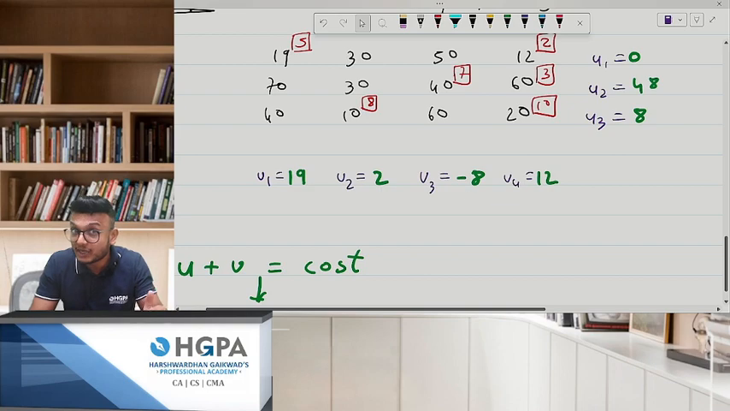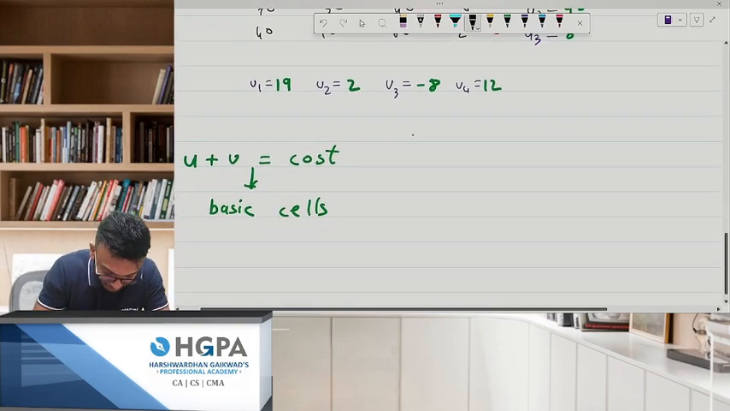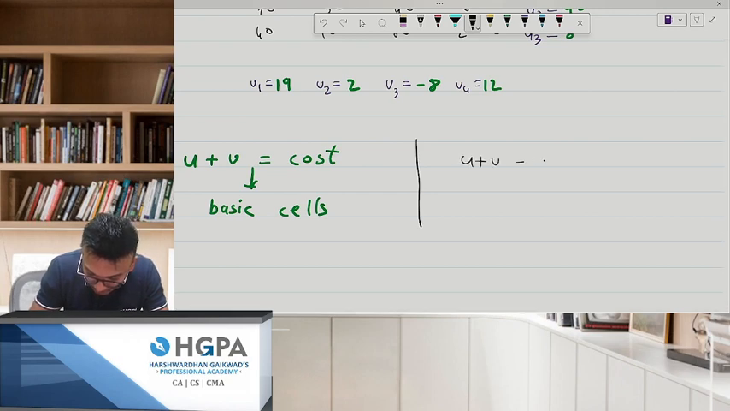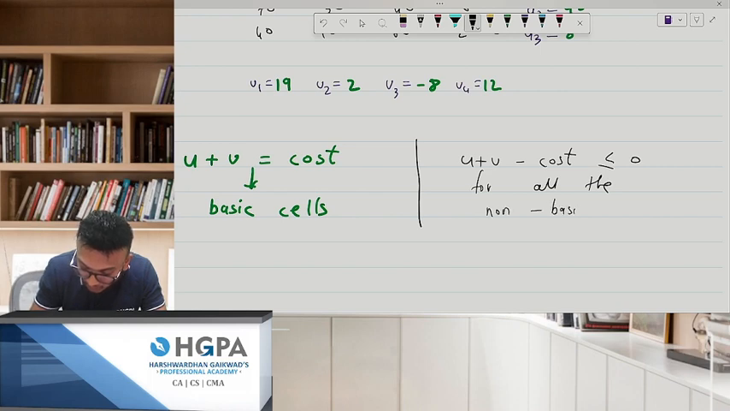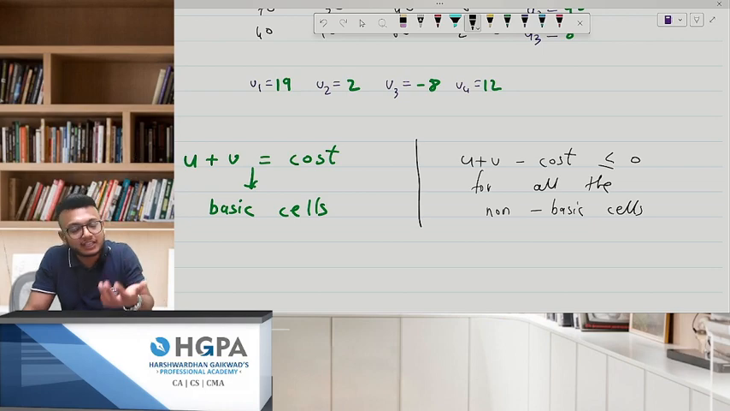This is a loop question. Pay attention, please. Now, U plus V minus cost must be less than or equal to 0 for all the non-basic cells, where there is no allocation. For that you need to compute now.